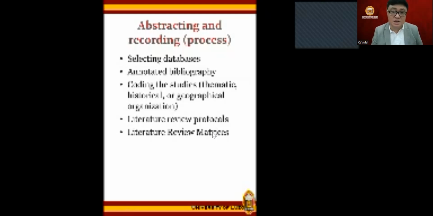It is also quintessential that you do coding of studies, whether thematic, historical, or geographical organization. Remember, we have three possible approaches in the organization or codification of studies insofar as literature review is concerned. We have, one, thematic, two, chronological, and three, geographical. I already have mentioned this previously. Thematic is what we follow at the University of Luzon. Remember the themes and the sub-themes that were mentioned as a way to organize and summarize the literature review that you have done relative to your work.